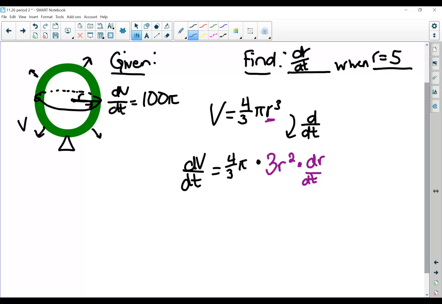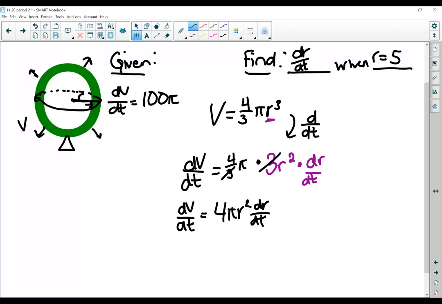We're treating volume and radii as functions of time. That's why I'm taking the derivative with respect to time. Now, if you look at what we got here, I'm just going to clean this little guy up a little bit. Those 3's would cancel.